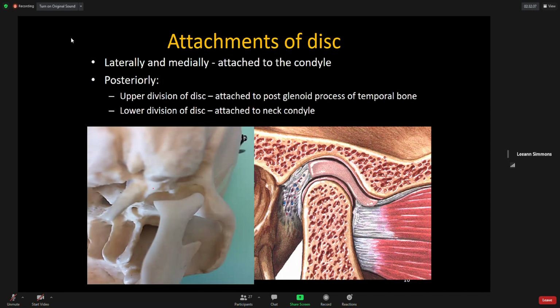So what I wanted to do, let's look at the attachments of the disc, okay? If we look at it laterally and medially, meaning side to side, if this rubber, this is the back of your skull, one of your models, your budget skull right here, and there's the rubber. Let's pretend that's the disc, okay? So laterally and medially, it's going to attach to the condyle, the disc. So it's hanging onto that condyle. You don't see it in this drawing over here.